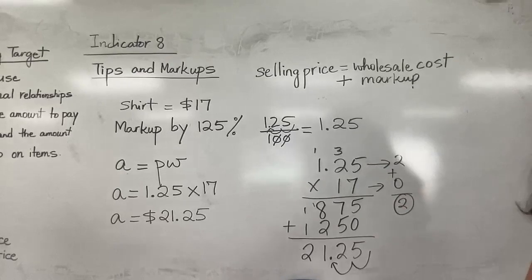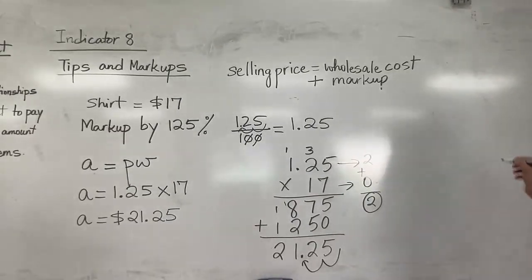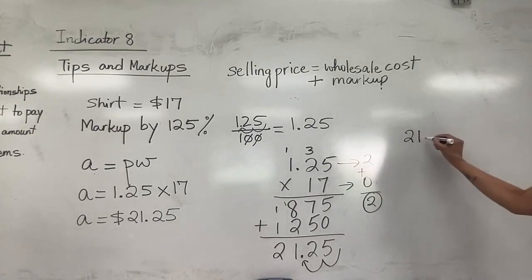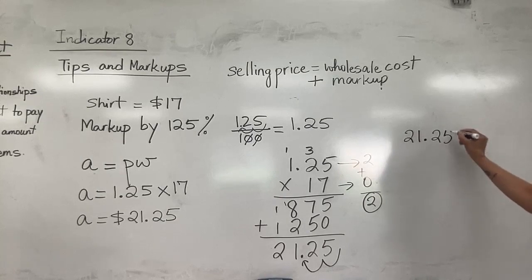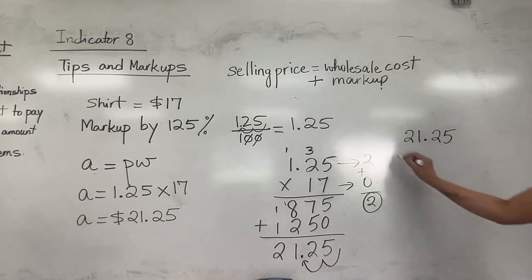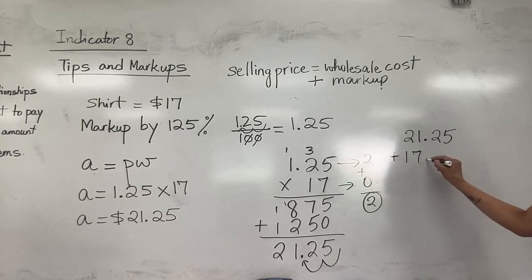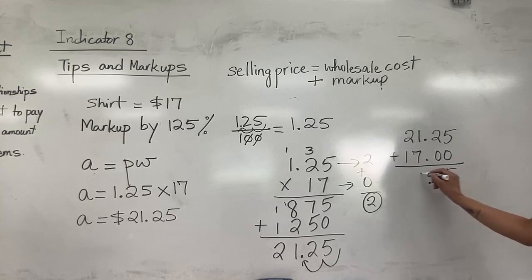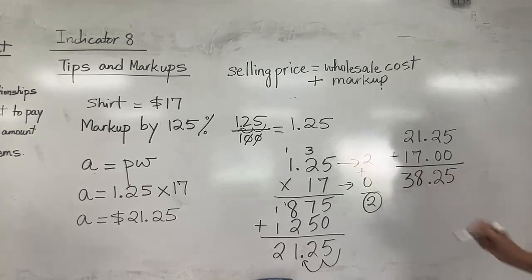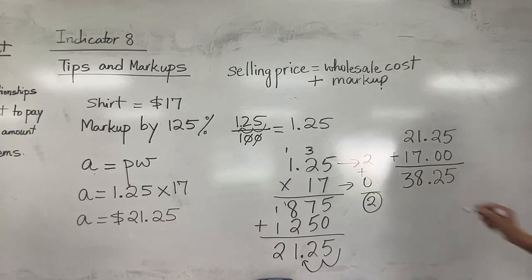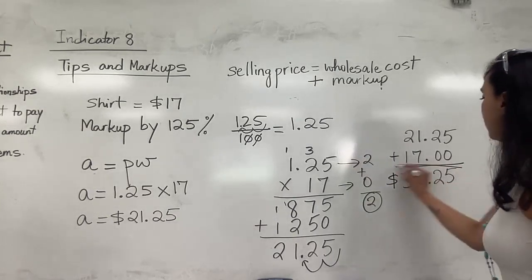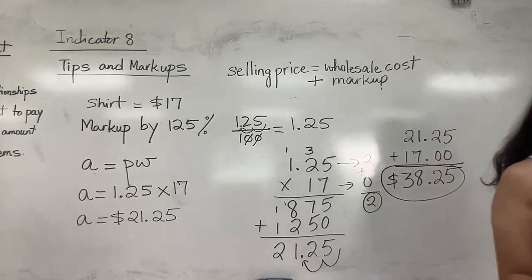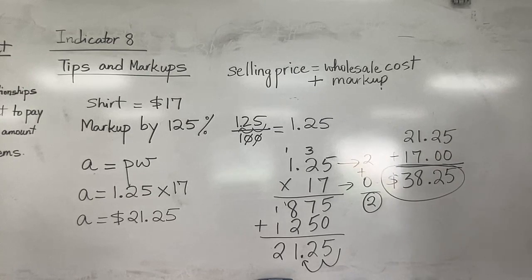It was 17. Okay, so we are going to add 21.25, which is the marked up value, to the original amount of the shirt, which is 17. Okay, so then I get 5 to 8, $38.25 is actually what the selling price is going to be now. Because that's what we're trying to find, the selling price for each shirt.